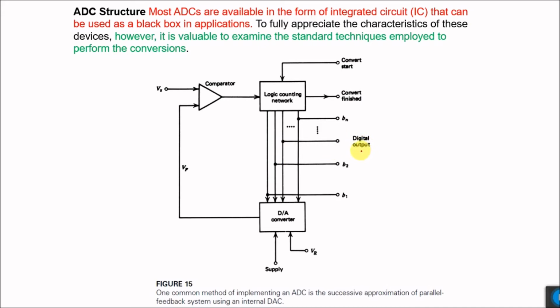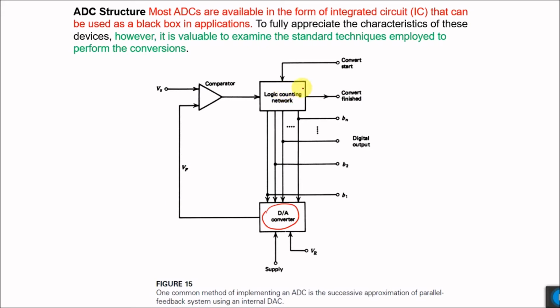But we can see that digital output is going into a digital to analog converter, or a DAC, as its input, and then that DAC produces a corresponding analog output that is given as feedback, as a reference to the comparator. So what is happening here?